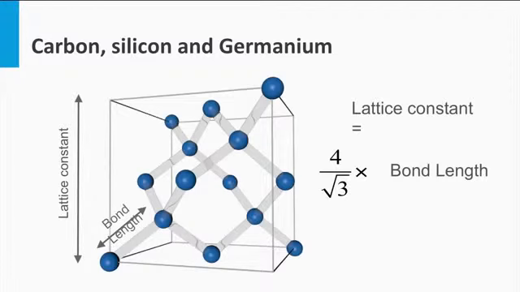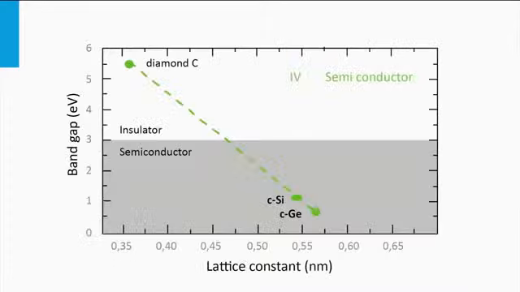In this figure, the unit cell of a diamond cubic crystalline lattice is shown. The edge length of this cube is equal to the lattice constant. In a diamond crystalline lattice, the lattice constant equals 4 times the silicon-silicon bond length divided by the square root of 3. In the next graph, we plot the band gap of crystalline carbon, silicon and germanium versus the lattice constant. Crystalline carbon is another name for diamond. We indeed see that the band gap is very large for diamond, as diamond has the smallest lattice constant.